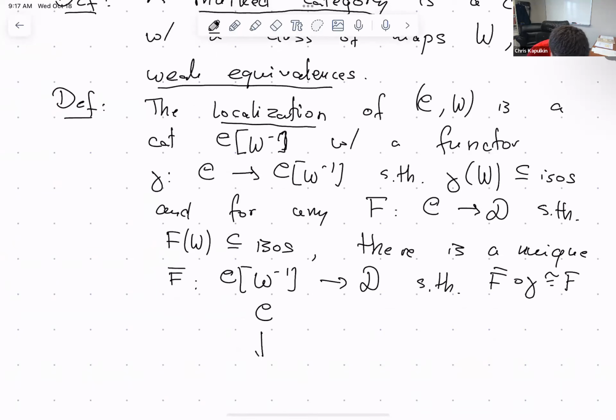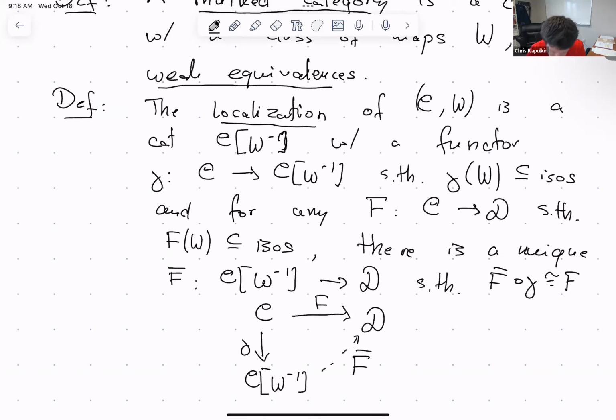So here is C, here is C W inverse, that's the localization, and here is f, go to D, and that's the functor that must exist uniquely. And of course, unique is up to unique natural isomorphism, so I can say here, if I can introduce my favorite piece of notation, it exists and then it's unique up to isomorphism.